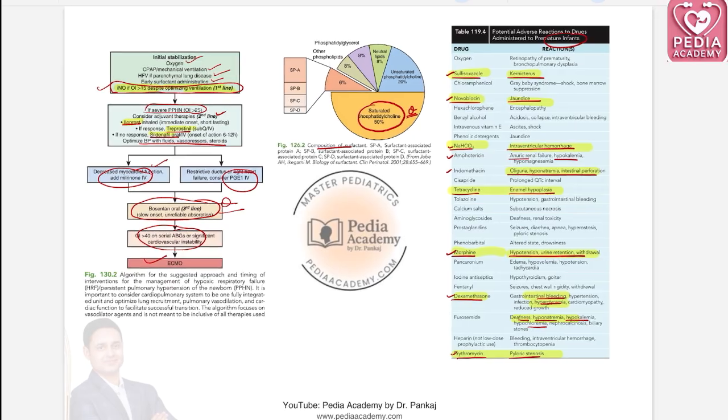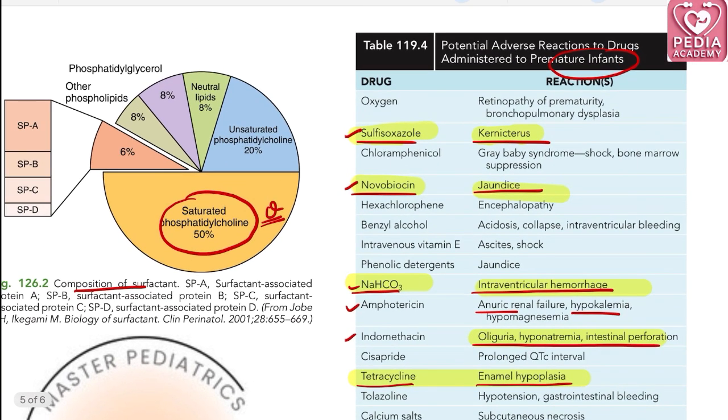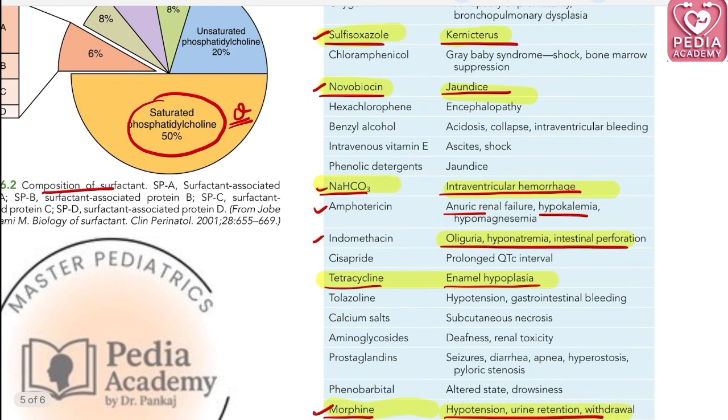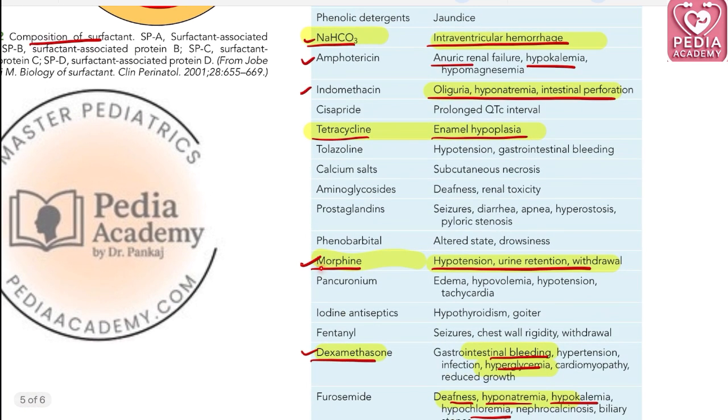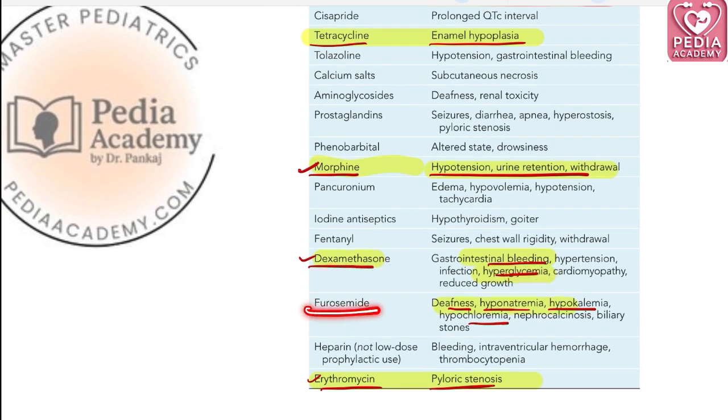Okay, now we'll discuss adverse reactions of drugs administered to premature infants. So just go through the highlighted ones: sulfisoxazole kernicterus, novobiocin jaundice, bicarb intraventricular hemorrhage, amphotericin B anuric renal failure, indomethacin oliguria, hyponatremia, intestinal perforation, tetracycline enamel hypoplasia, morphine hypotension, urinary retention, withdrawal, dexamethasone GI bleed, hyperglycemia, furosemide deafness, hyponatremia, erythromycin pyloric stenosis. So here we discussed all this. So this is important discussion.